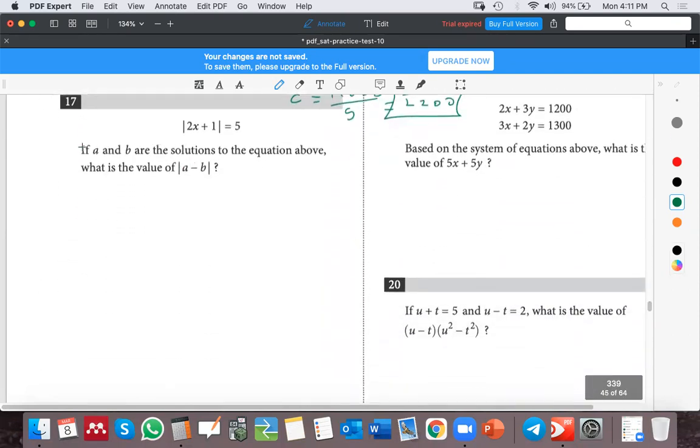Now, 17. If A and B are the solutions, solution means when you solve the equation for x, it satisfies the equation, let's say. A and B are the solutions to the equation above. What is A minus B? What can I do? If these are solutions, I can put them in the equation. It must be satisfied.